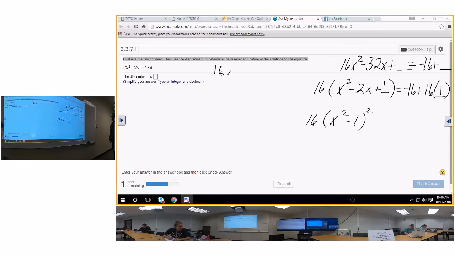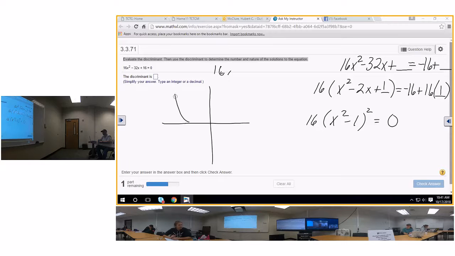X squared minus 1, quantity squared, is equal to what? 0. Now I'm going to ask y'all a question. What's the discriminant? Negative 16. 0. There's going to be 0, because what's 0 divided by 16? 0. So this parabola is sitting, isn't it?